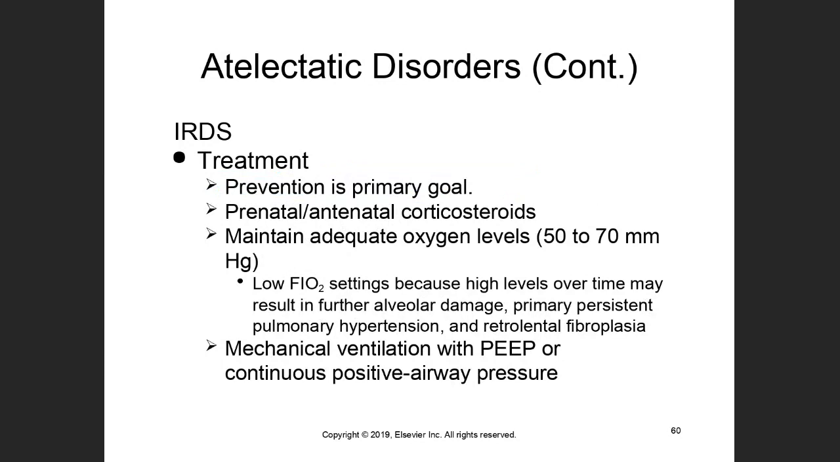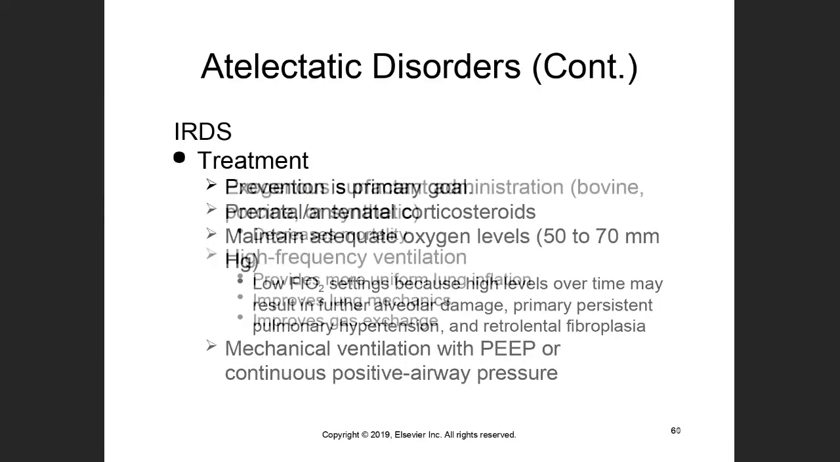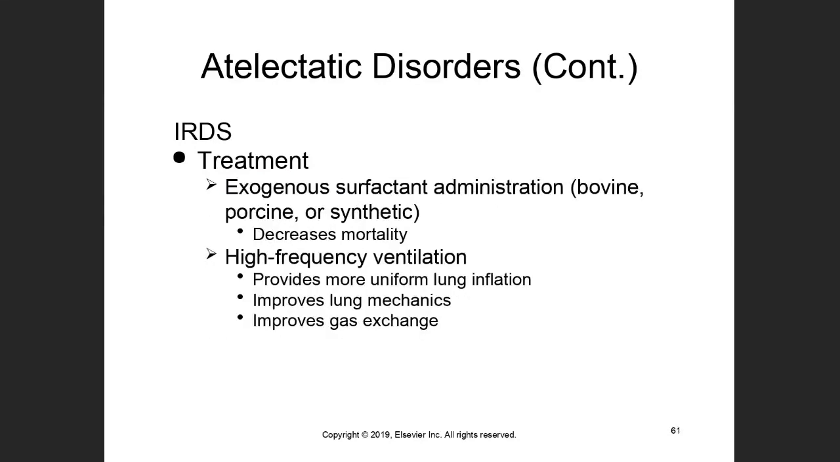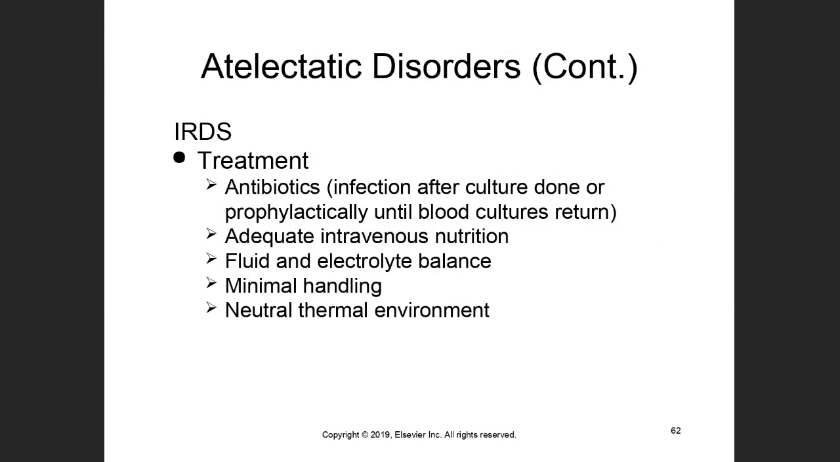Treatment, prevention is the primary goal. Prenatal antenatal corticosteroid. Of course, you are gonna do a cessation. If the patient is premature, you have to give corticosteroid, okay, to facilitate the maturation of the lung. Okay. Treatment, exogenous surfactant administration, high frequency ventilation, and also you have to give antibiotic because those patients are susceptible to infection. Okay? Fluid and electrolyte balance, minimal handling, and neutral thermal environment.